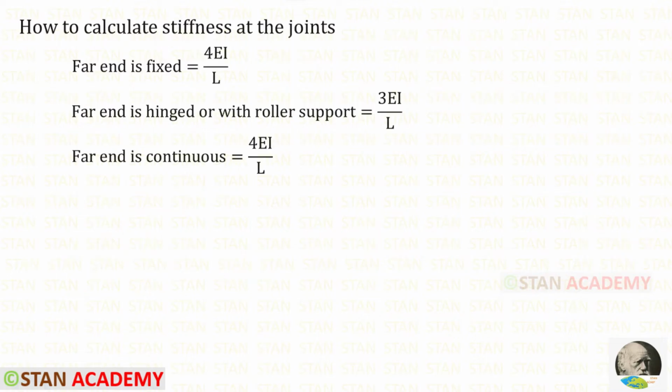In the moment distribution method, we have to calculate the stiffness. Let us see the formulas to find the stiffness. If the far end is fixed, the formula is 4EI upon L. If the far end is hinged or with roller support, the formula is 3EI upon L. And if the far end is continuous, the formula is 4EI upon L.